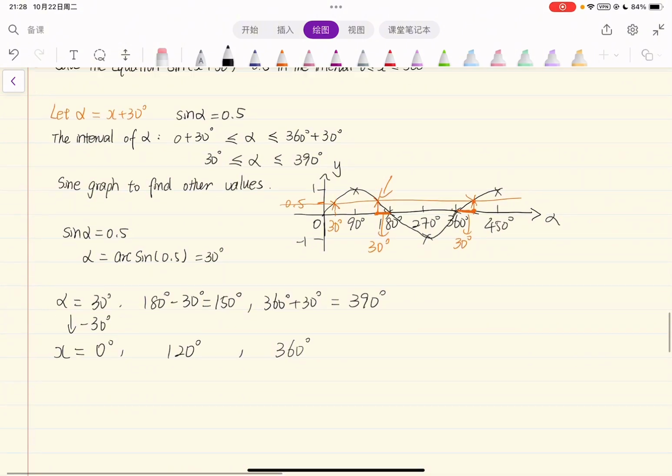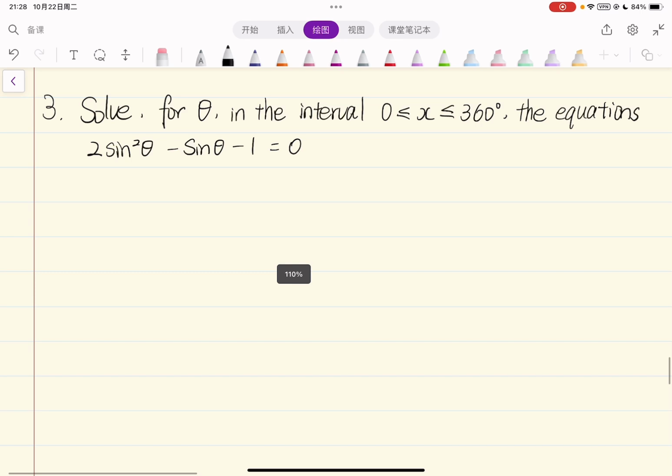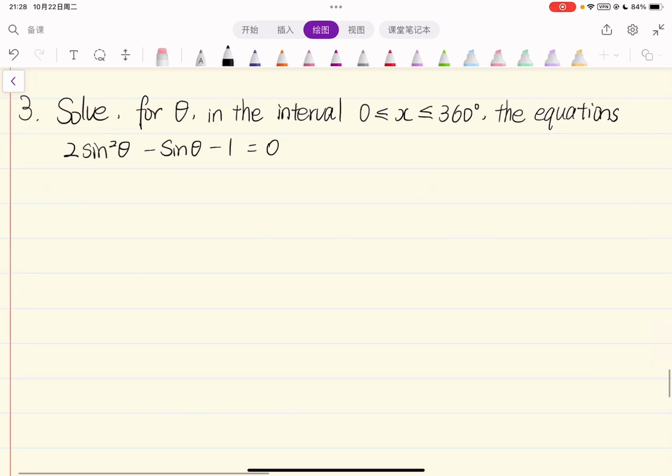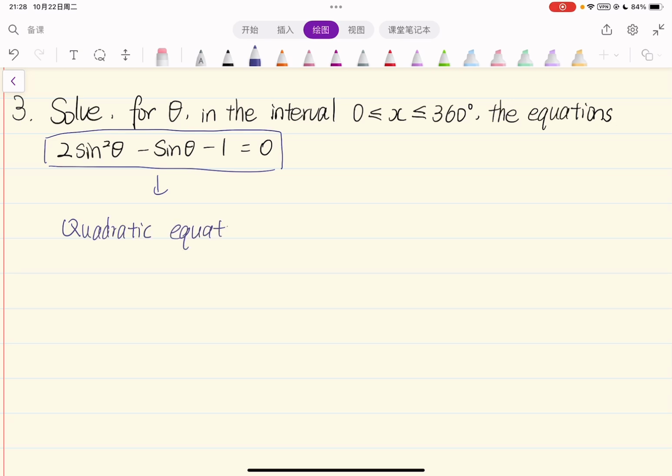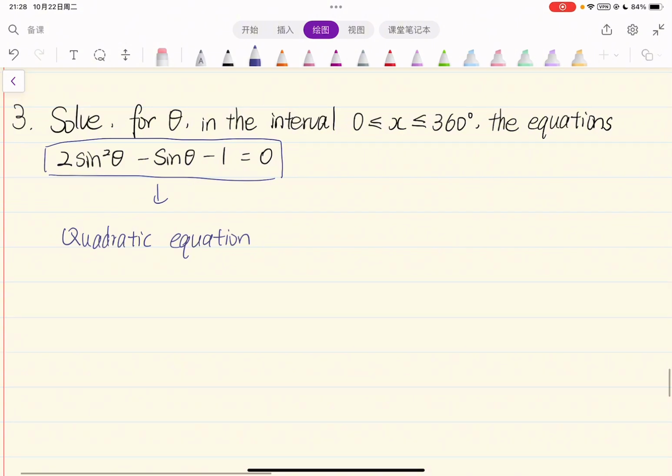Now let's move on to see the third question. For theta in the interval x less than or equal to 360 degrees, greater than or equal to 0, the equation is 2 sine squared theta minus sine theta minus 1 equals 0. We can see that this is a quadratic equation. You can see it as 2x squared minus x minus 1 equals 0, where x equals sine theta.